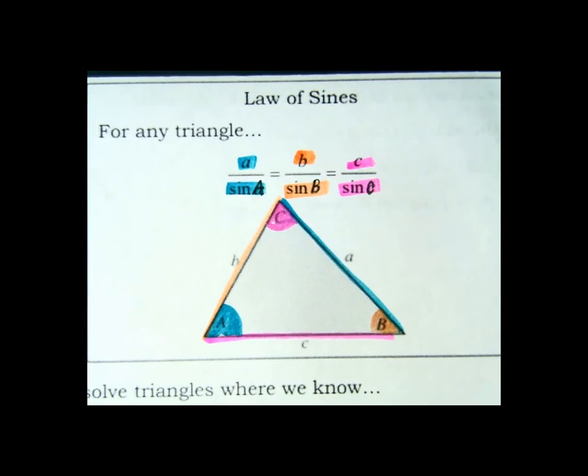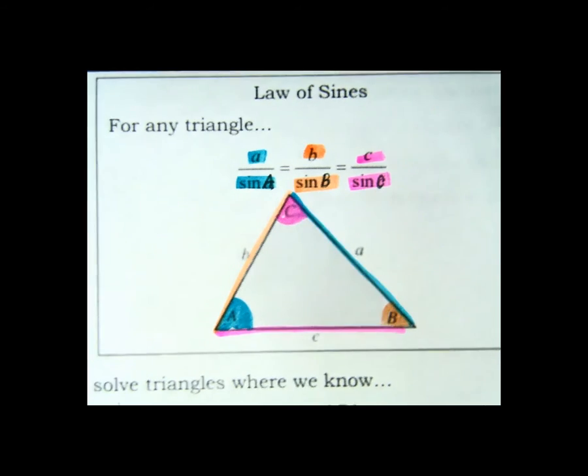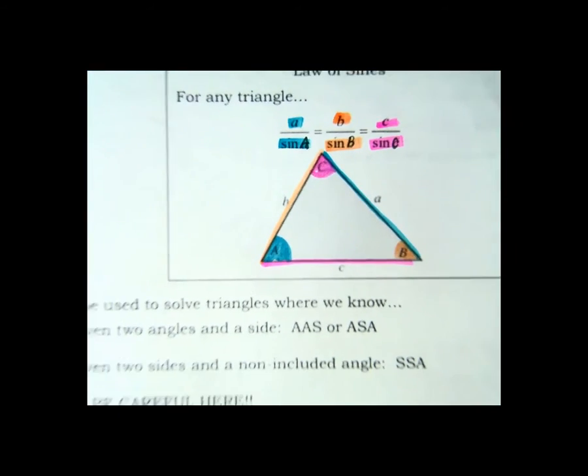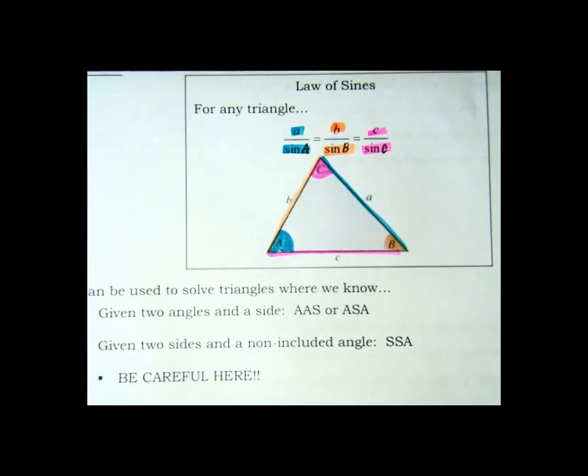Law of sines, as you can see at the bottom of this, can be used to solve triangles where we know two angles and a side. So either angle, angle, side, or angle, side, angle. Or if you are given two sides and a non-included angle. You have to be careful here. Do you know why you have to be careful here?